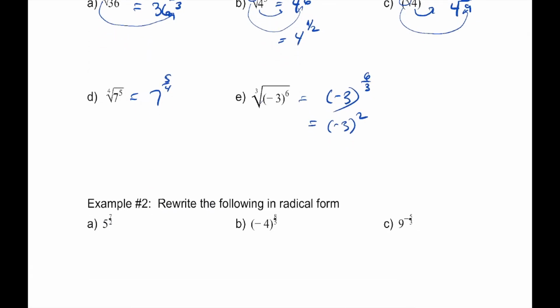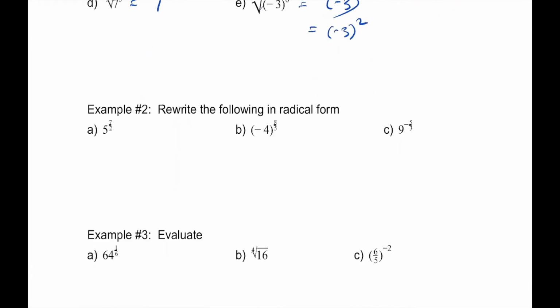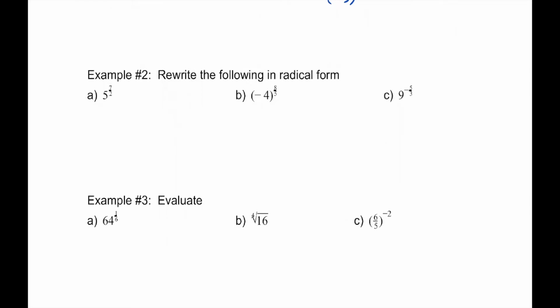So in this example, we're going to go the other way, where we want to rewrite the following rational exponents into radical form. So we go back to the opposite. The base becomes my radicand. So here it's going to be 5. I'm going to work with the denominator first. That's going to be my radix. So that's 2. And then we're going to take this all to the power of 7. So I'll put the exponent on the 5 on the outside as well.